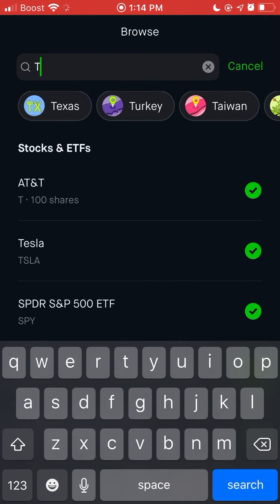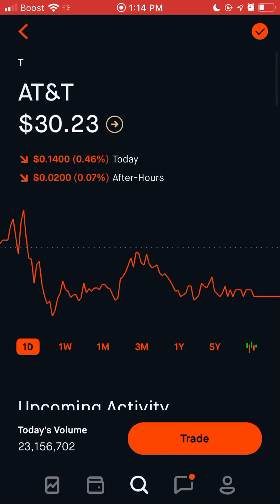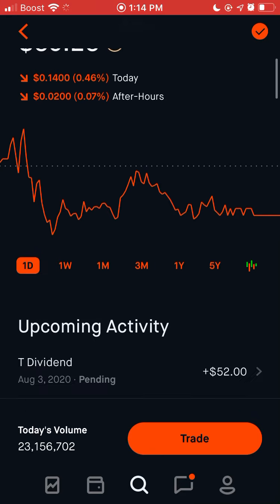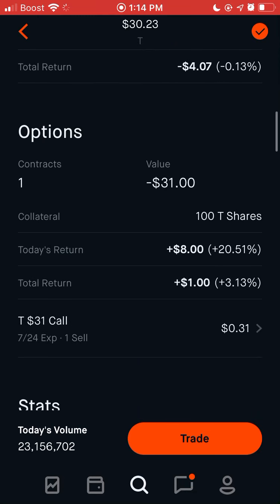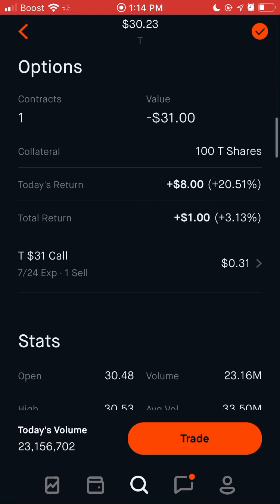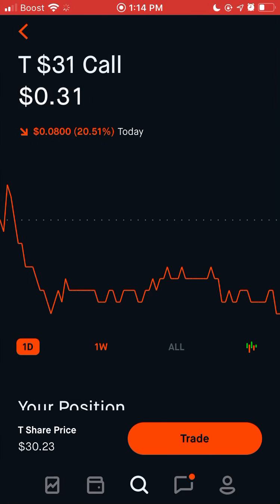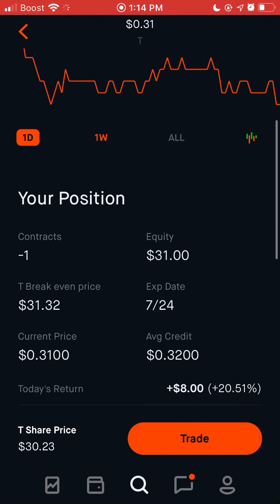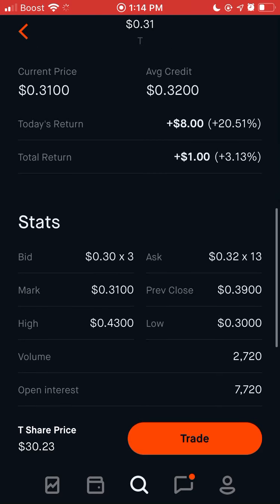So first, once you open Robinhood, you should find an option contract that you want to analyze, maybe one that you're interested in trading, whether you're buying it or selling it. It doesn't matter either way. The Greeks are the same. So let's look at a call that I sold on AT&T. I sold a $31 AT&T call expiring on the 24th, which is 1 week away.